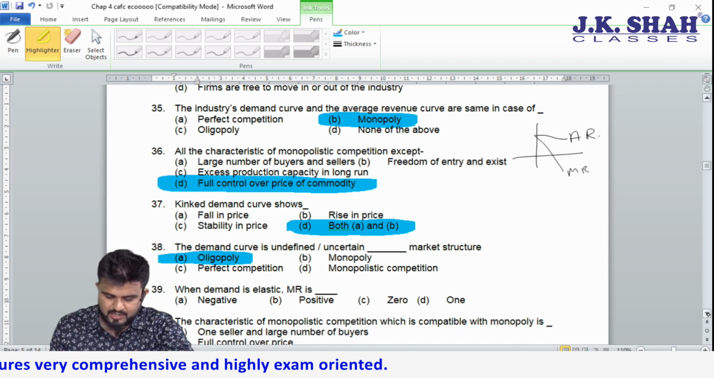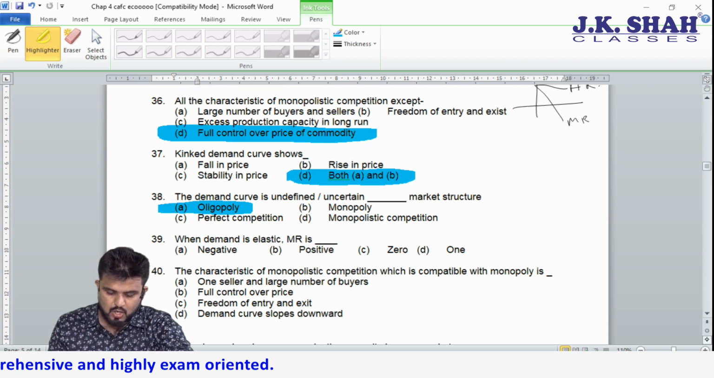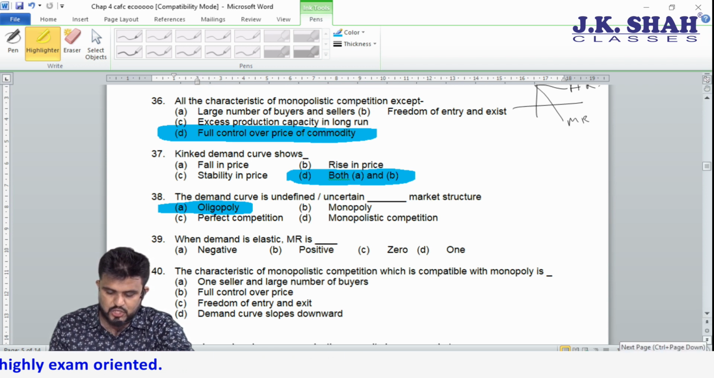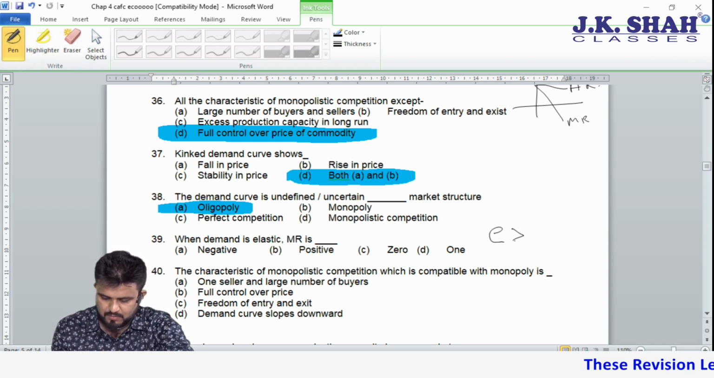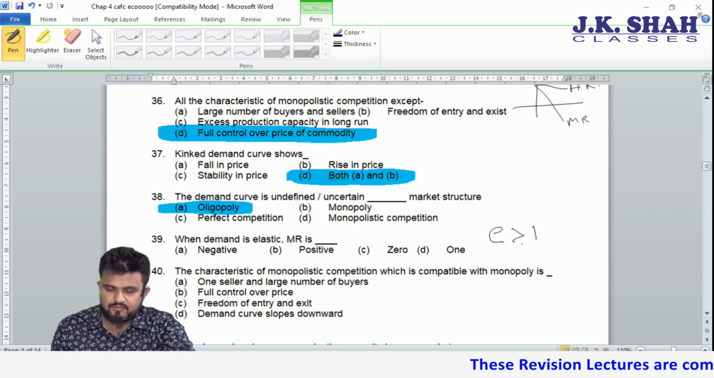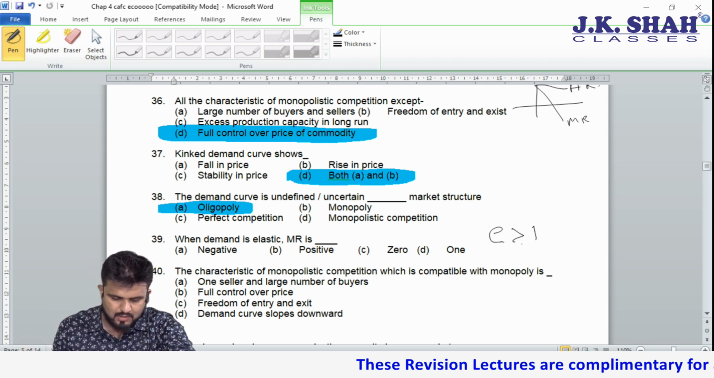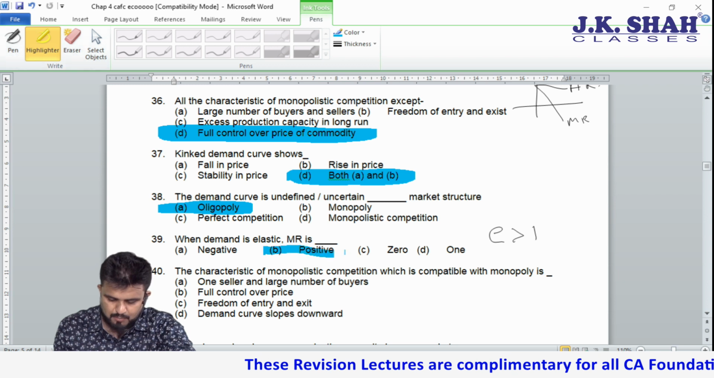For 38, it is A. When demand is elastic, MR is dash, they are asking. So students, elastic means E will be greater than 1, and if E is greater than 1, MR will always be positive.